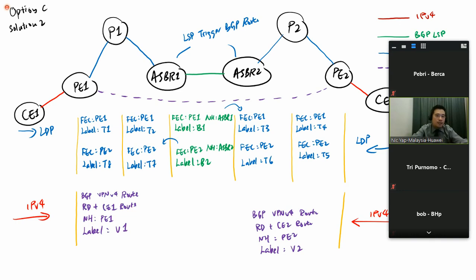All right. So option C is okay, everybody. All right. So this is option C, solution 2, and how they are changing labels. So the only thing that is different is this point. Okay, the LSP is triggered by the BGP route, so you calculate your LSP labels based on the BGP route.